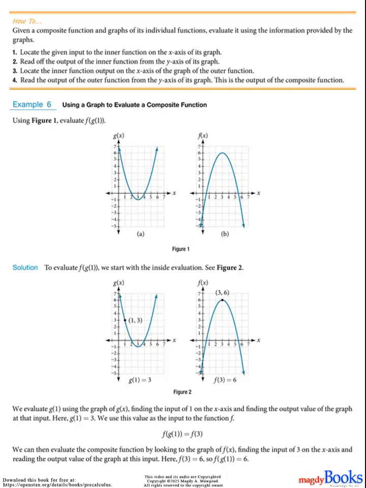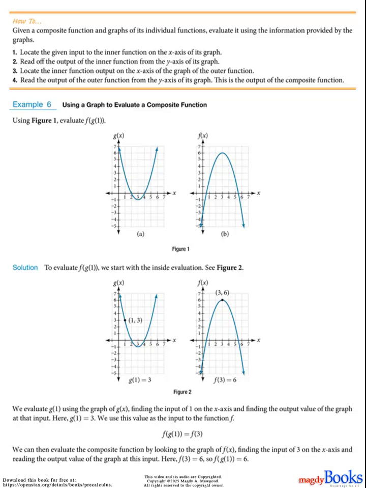We evaluate g of 1 using the graph of g of x, finding the input of 1 on the x-axis and finding the output value of the graph at that input. Here, g of 1 equals 3. We use this value as the input to the function f, f of g of 1 equals f of 3. We can then evaluate the composite function by looking to the graph of f of x, finding the input of 3 on the x-axis and reading the output value of the graph at this input.